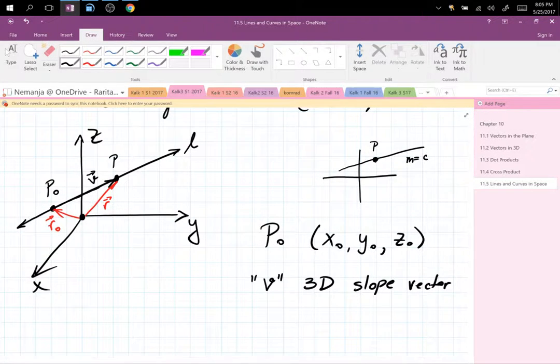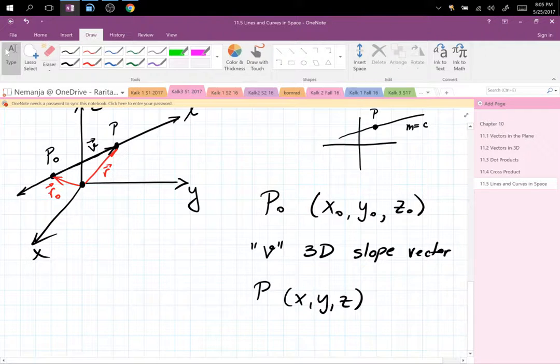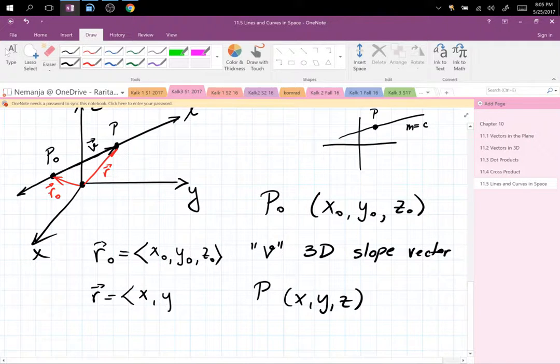So now this point P is the general x, y, z. And if you carefully look at your vectors, R0 is definitely a vector, x0, y0, z0. And vector R must be x, y, z vector. How do I know that? I know that because the terminal points are x0, y0, z0, or x, y, z.